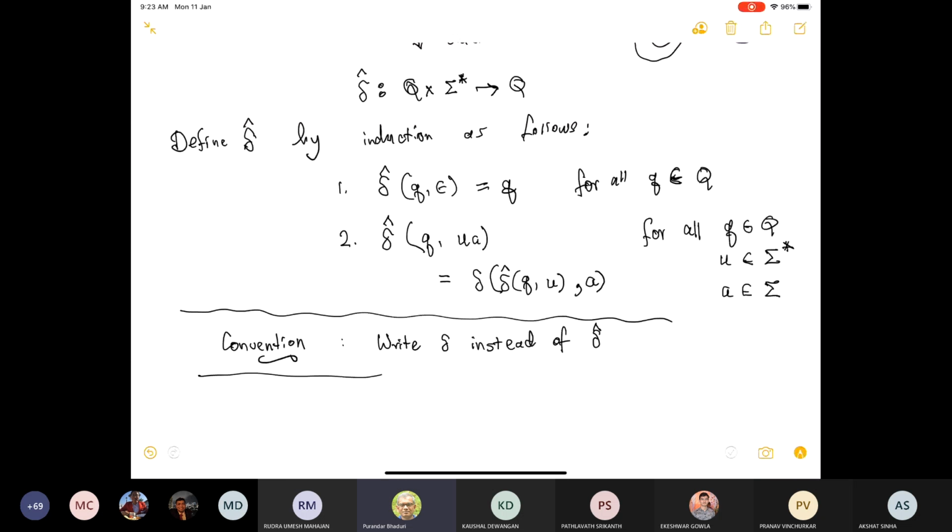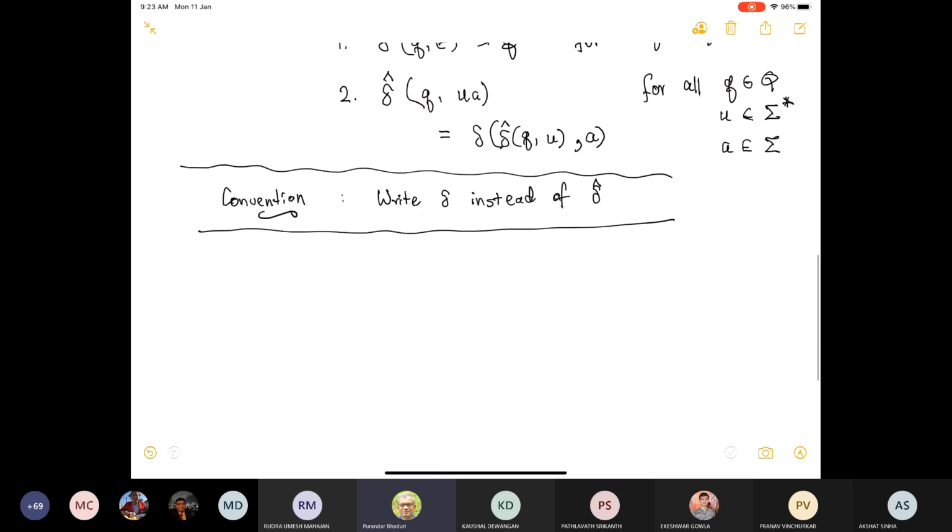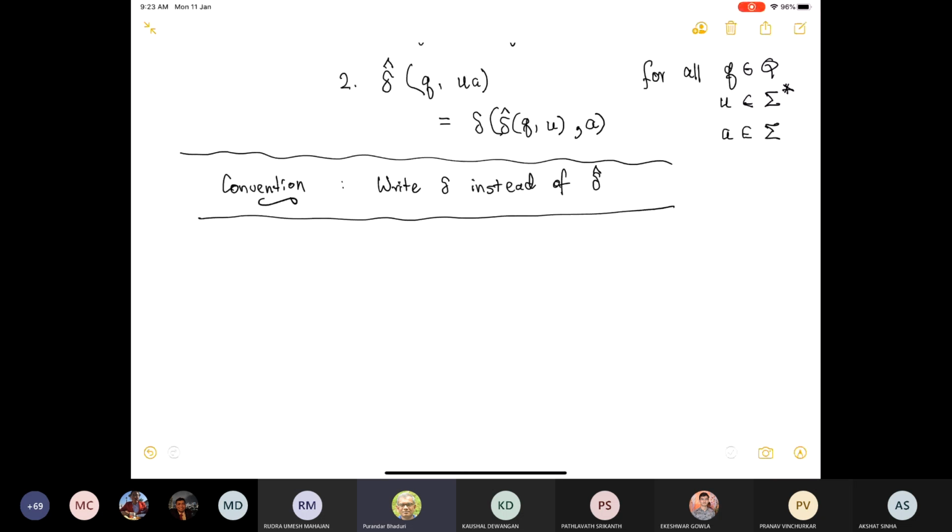Okay. So from now on, if you see delta, the first thing you should do is to figure out which delta is meant, whether it's the transition function or its extension, right? And we'll have to do it plenty of times, right?